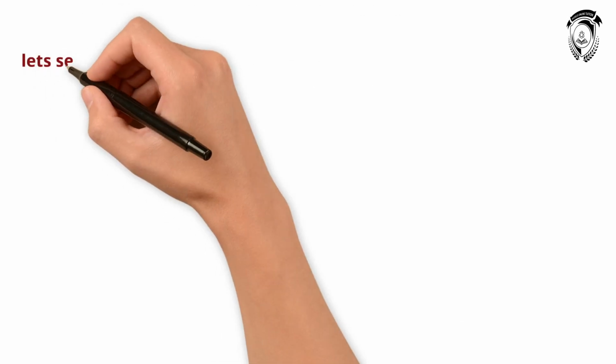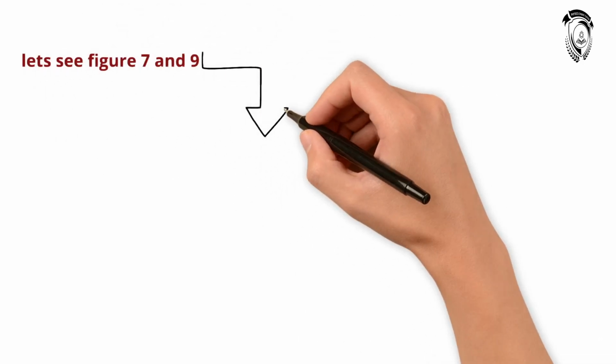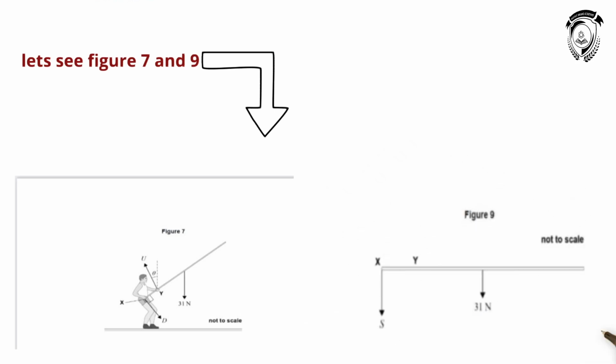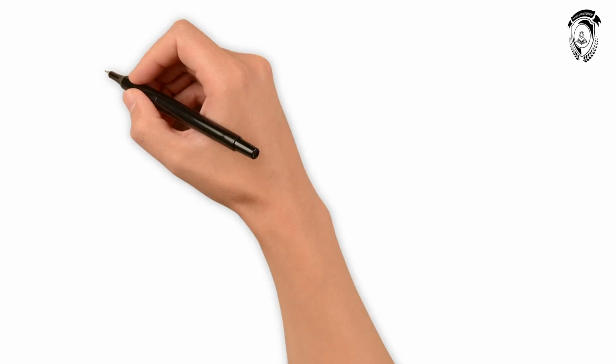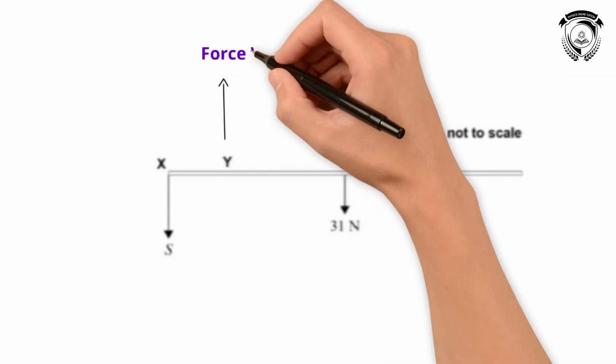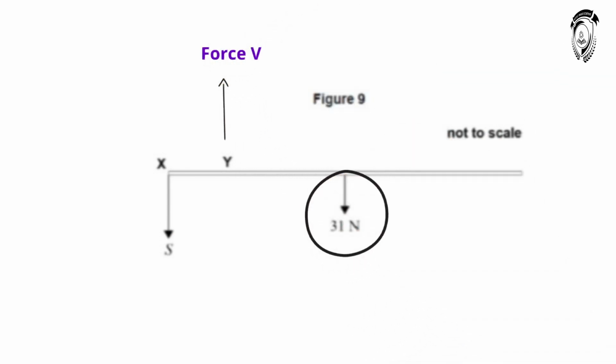There's a figure 9 and it shows you figure 9. So let us see figure 7 and figure 9. In figure 7, the pole is tilted, and in figure 9, the pole is horizontal. If you see figure 9 carefully, at point Y, there is a force V, and the second force which is acting on this pole is the weight, which is acting at the center of the pole.